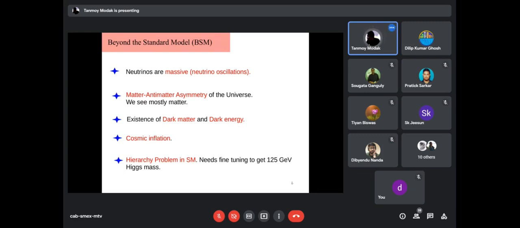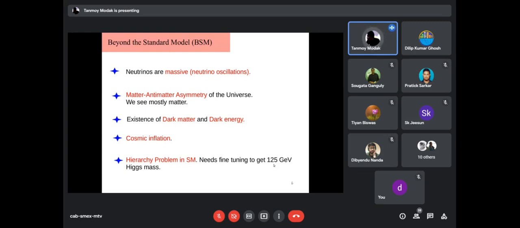If I have time, I'll just touch upon it. And then there are some theoretical motivations, for example, the hierarchy problem in the standard model. So the observed Higgs boson mass, which is 125 giga electron volt. And we believe that there is some dynamical way of generating such a light Higgs boson mass. And for that, we need beyond the standard model physics.